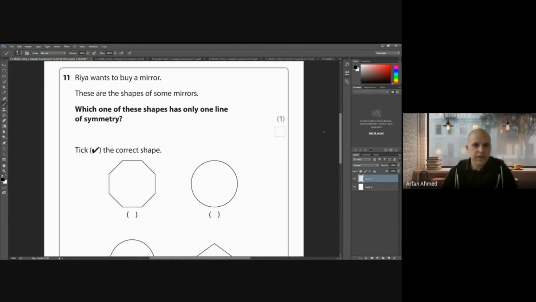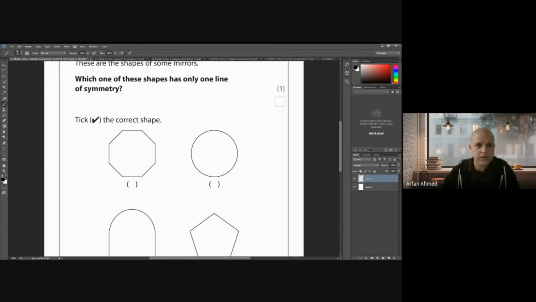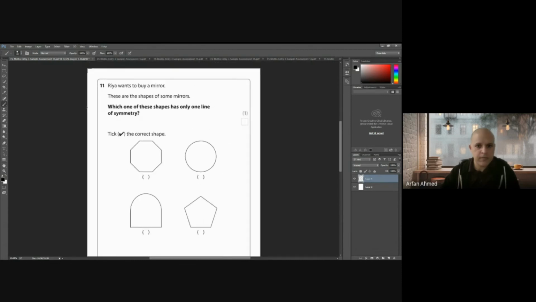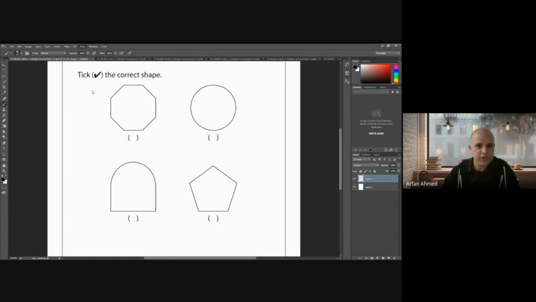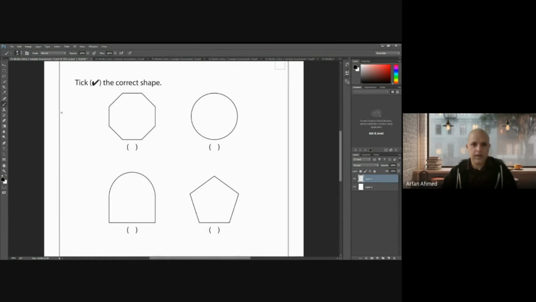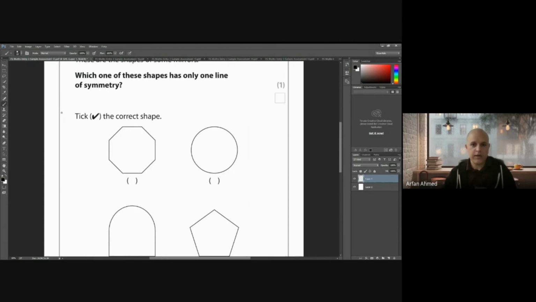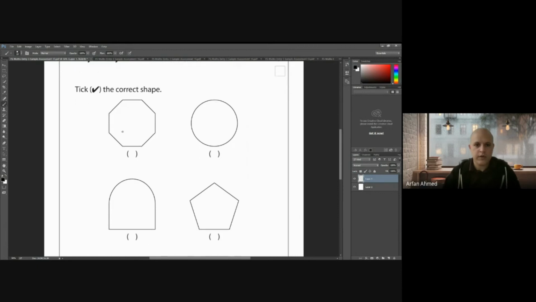Rhea wants to buy a mirror. These are the shapes of some mirrors. Which of these shapes has only one line of symmetry? Ooh, this is a good one. Let's zoom out a little bit. Only one line of symmetry. In fact, it's just them 4 shapes. Okay. Has to be only one line of symmetry. So it only has to have one. Only one, right?